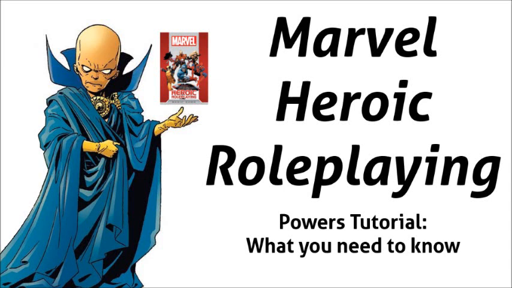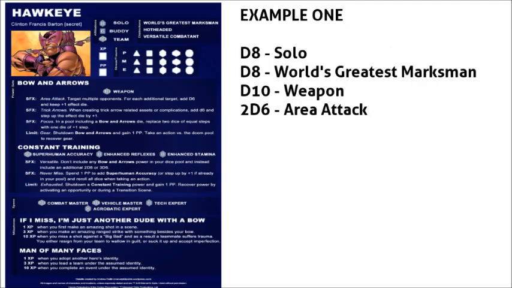Greetings all. I had someone ask on the last video for a little more clarification on powers, so I'm following up with this short bit that focuses just on that. So if we look at Hawkeye's data file, we see that he has two different power sets. One represents his bow and arrows, and one represents his constant training.